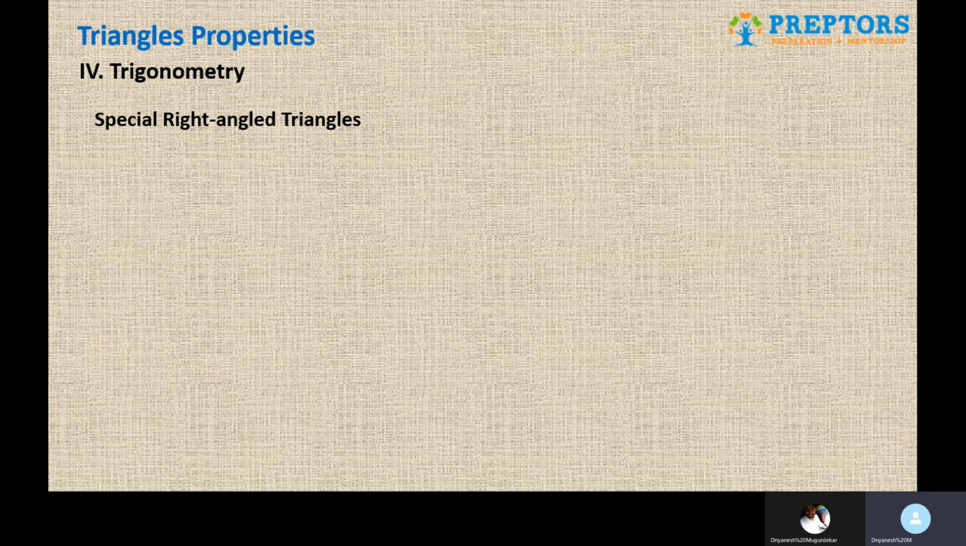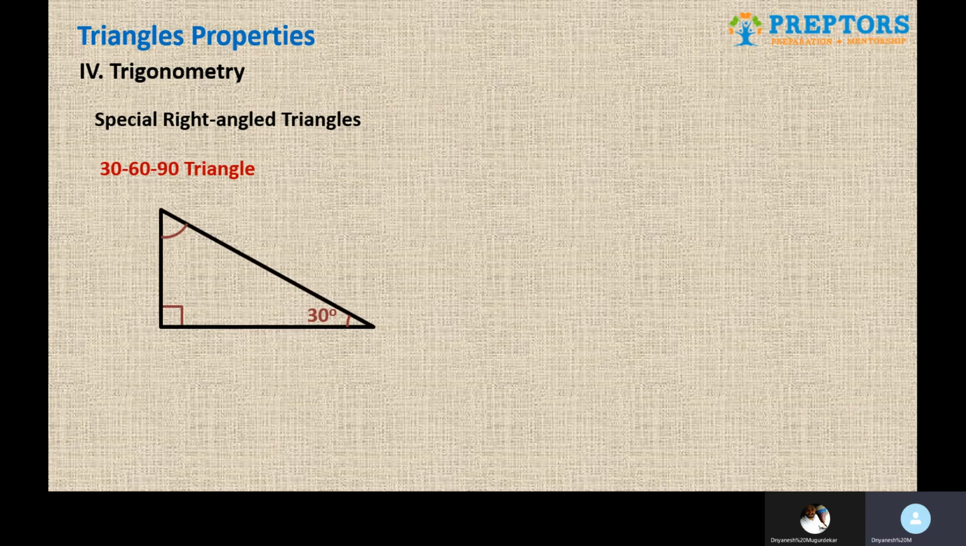Now the next part is the special right angle triangles. So there are two special right angle triangles, 30 60 90 and 45 45 90. You are just going to remember two things about 30 60 90 and one thing about 45 45 90. So for 30 60 90, what you can remember is the side opposite to 30 degree is half of the hypotenuse, and the side opposite to 60 degree is root 3 by 2 times the hypotenuse.